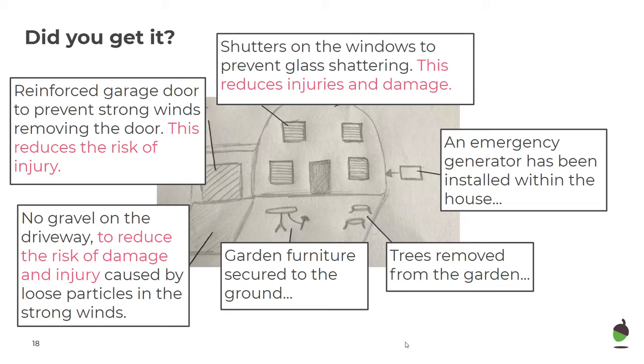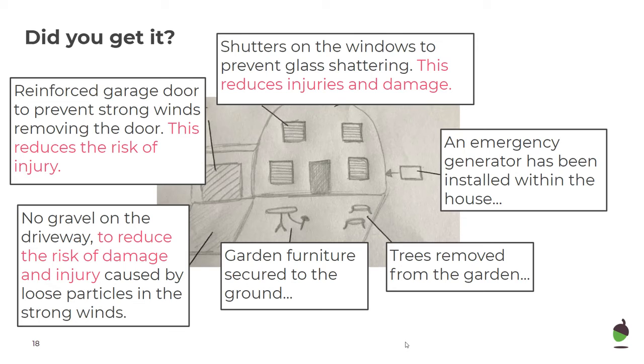So as you can see from my drawing, it doesn't matter if your drawing is not particularly sophisticated. What matters is the ideas that you've included in your annotations. So I've put some examples in here of some of the things that you might have written. So we'll start at the top. So shutters on the windows to prevent glass shattering. That's a feature that I've included in my design. However, in pink, I've then said this reduces injuries and damage. So I've justified why it is that I've included shutters on my building.